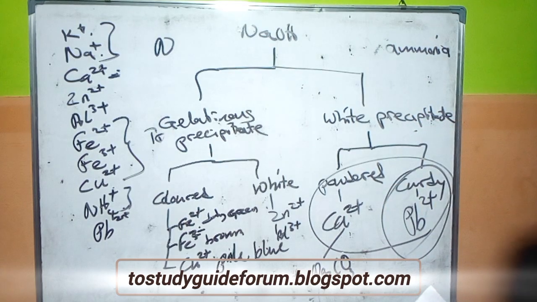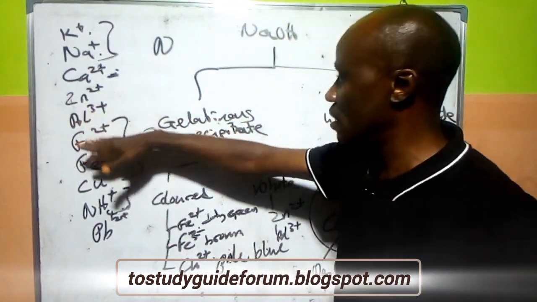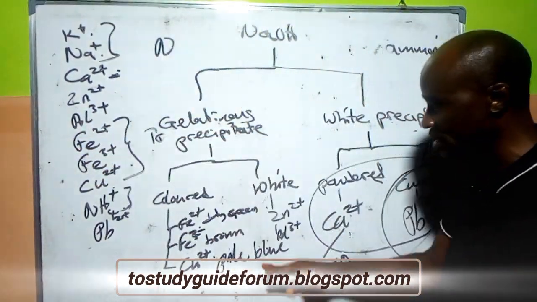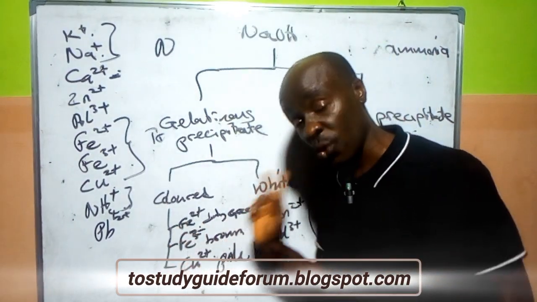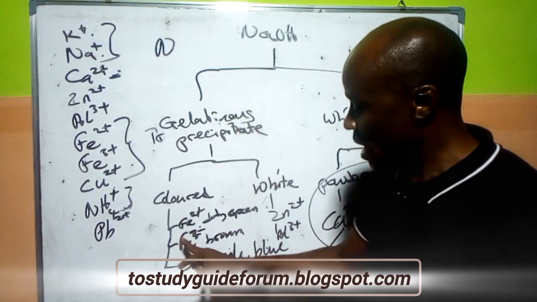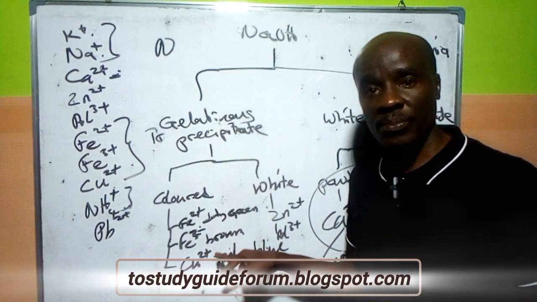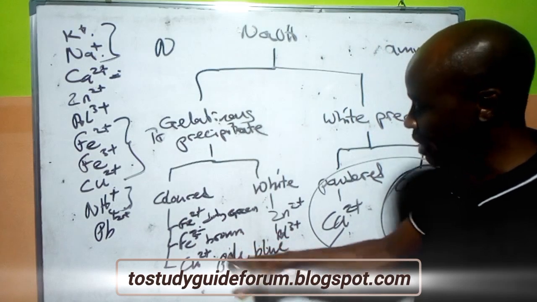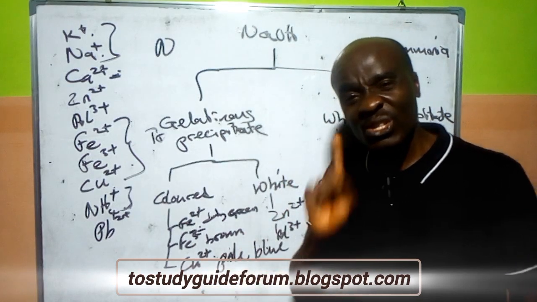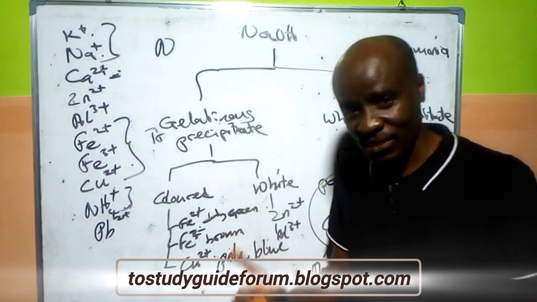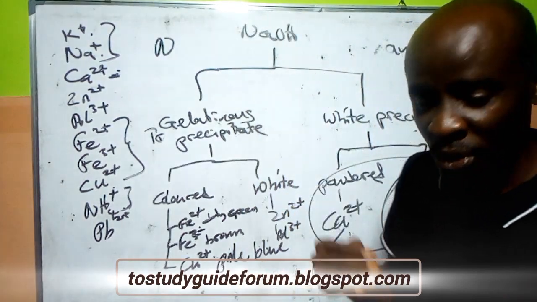So now we are done with this. Which other one do you have here? We don't have zinc and all this. This is what we have in this case. All these precipitates here: iron 2, which is dirty green, is insoluble in excess sodium hydroxide. Iron 3 precipitate, which is brownish, gelatinous precipitate, is also insoluble in excess. And copper ion is also insoluble in excess. Note this very well. The pale blue gelatinous precipitate is also insoluble in excess.